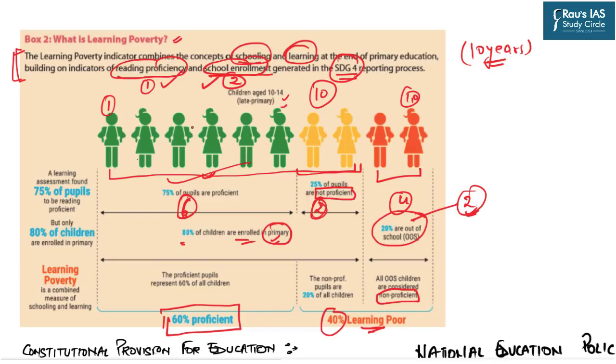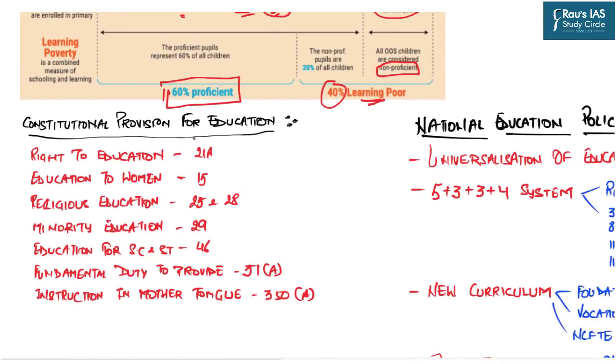Now, if you have clearly understood the concept of learning poverty, we shall now move towards the national education policy. But before coming to the national education policy, we shall look at the important constitutional provisions which deal with education. First of all, the right to education, which is a fundamental right provided to all citizens between the ages of 6 to 14 years under Article 21A. And second is the gender-specific provision, because Article 15 says that there shall be no discrimination on the basis of gender. That is why it allows education for women under Article 15. Articles 25 and 28 provide for the fundamental rights for religious education in certain types of institutions.